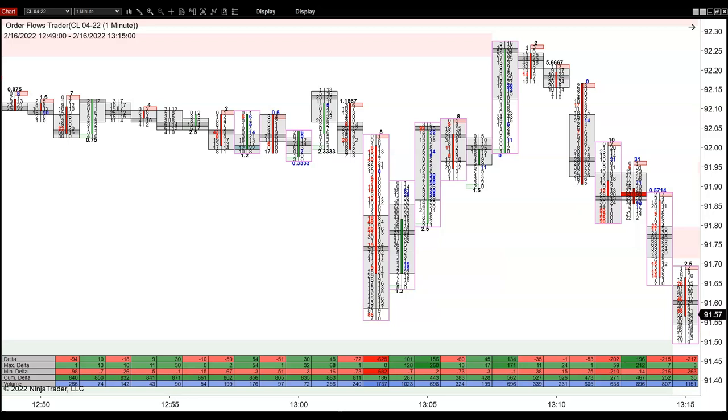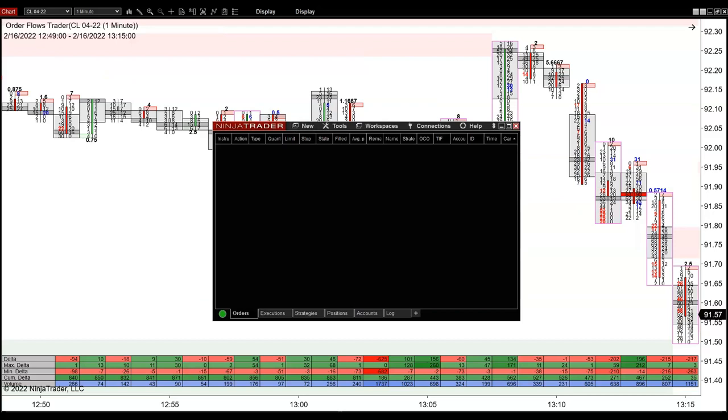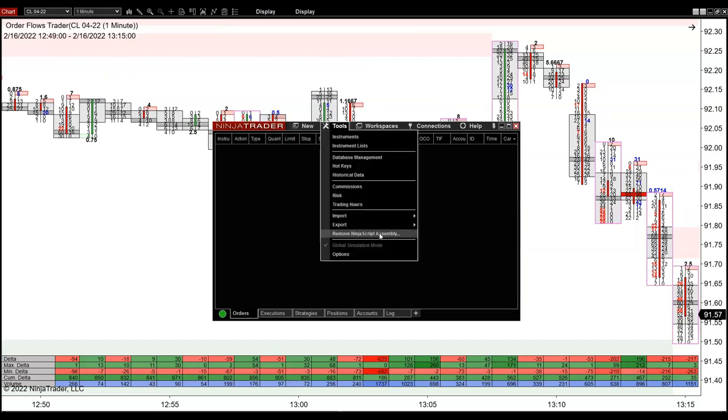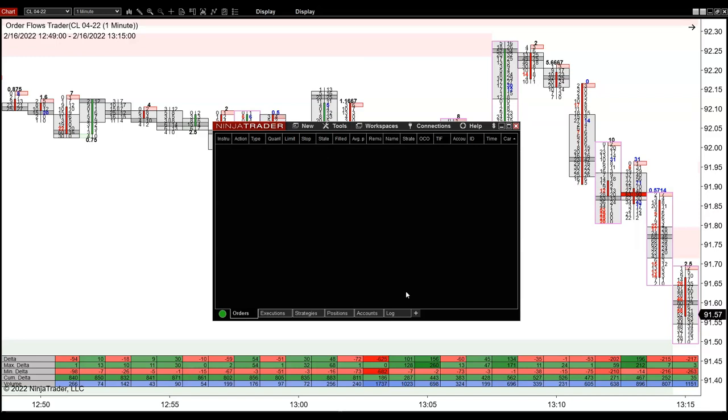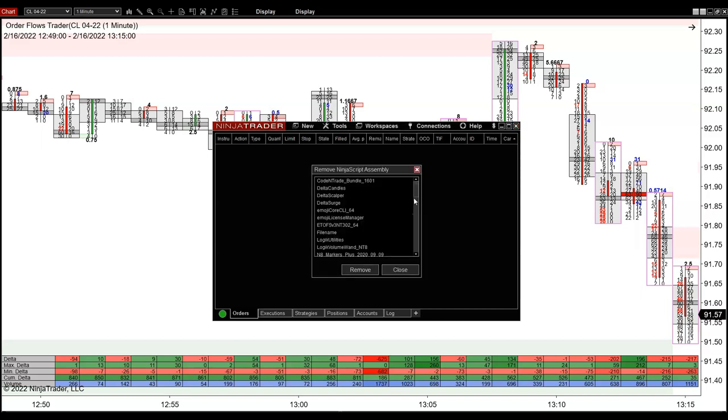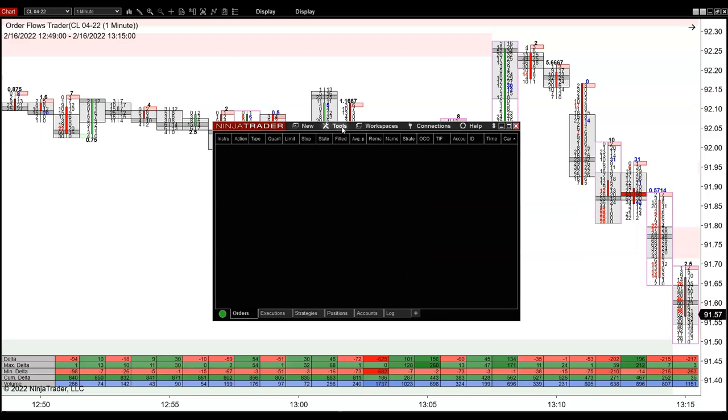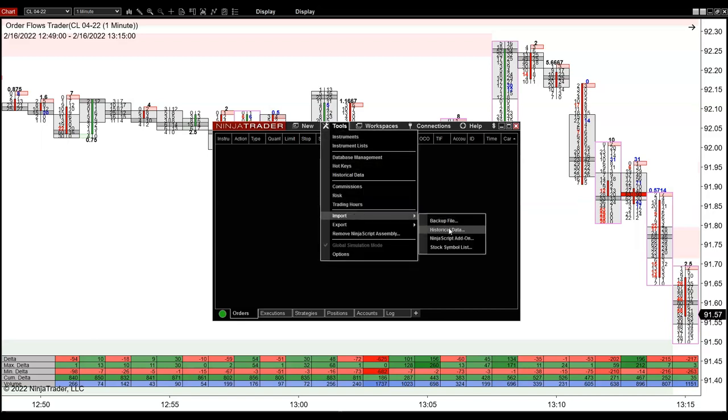You don't have to add in your license token. If you already have your license token in on Orderflows Trader, it's fine. Now, the question is, do you need to uninstall it? You can. To uninstall the Orderflows 3, just go to Remove NinjaScript Assembly, open it up, give it a second to come up, scroll down to find Orderflows Trader, click that and click remove. It takes about 30 seconds. And then just go on and import the new one, NinjaScript add-on. Very simple.